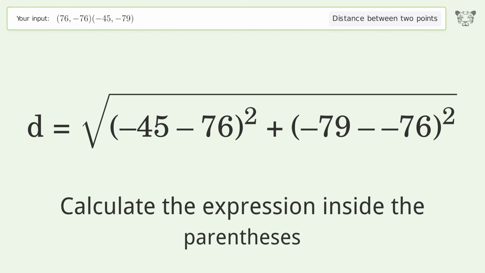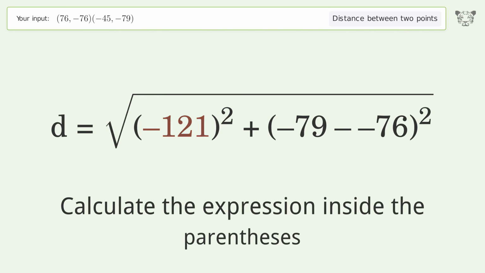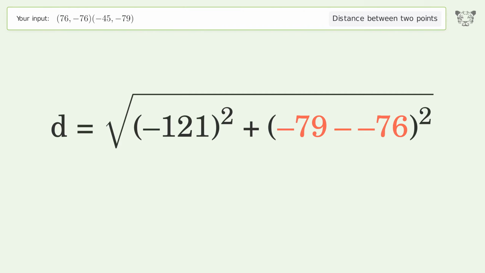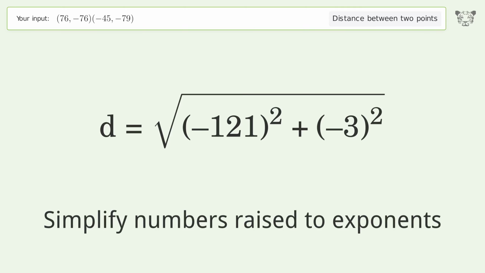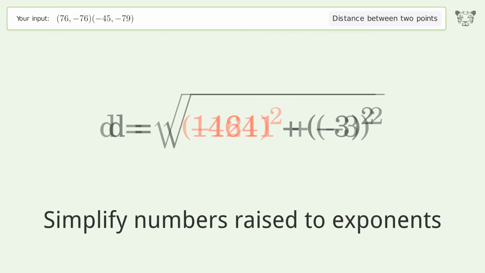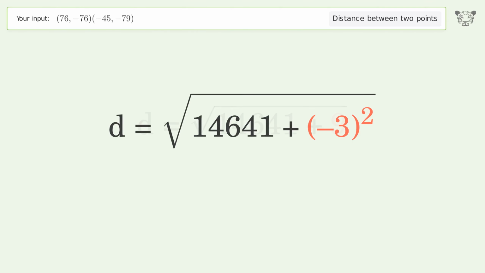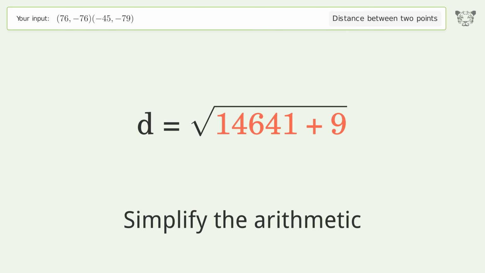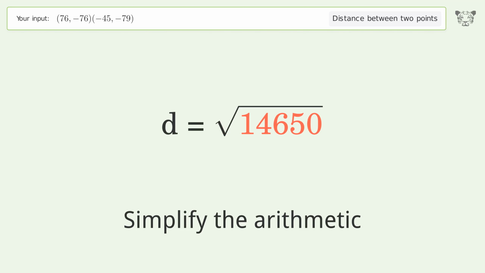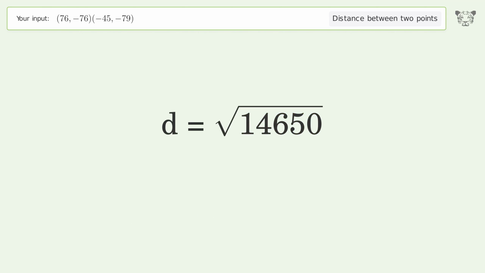Calculate the expression inside the parentheses. Simplify numbers raised to exponents. Simplify the arithmetic. And so the distance between the 2 points is the square root of 14,650, or 121.037.